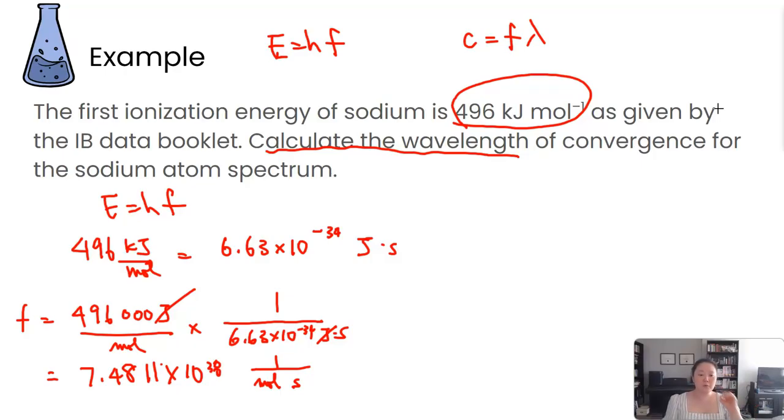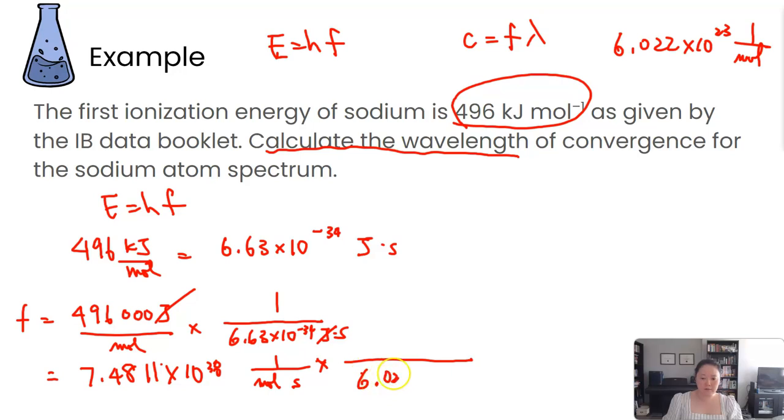To get rid of the moles, we're going to use Avogadro's number. We have to divide it by Avogadro's number, because remember, that is 6.022 times 10 to the 23 per mole. So we're going to be dividing it. And so that will get rid of our moles, and that will give us our frequency.